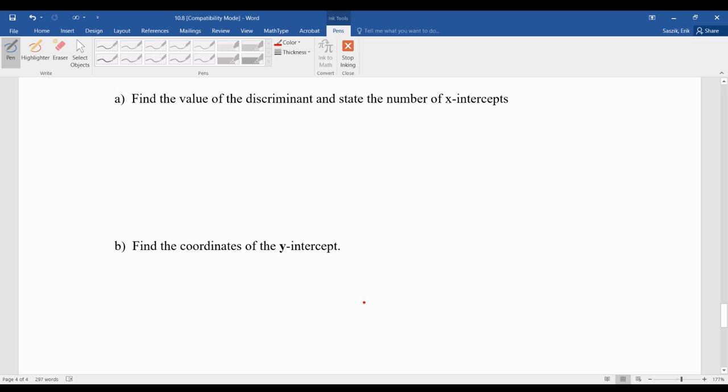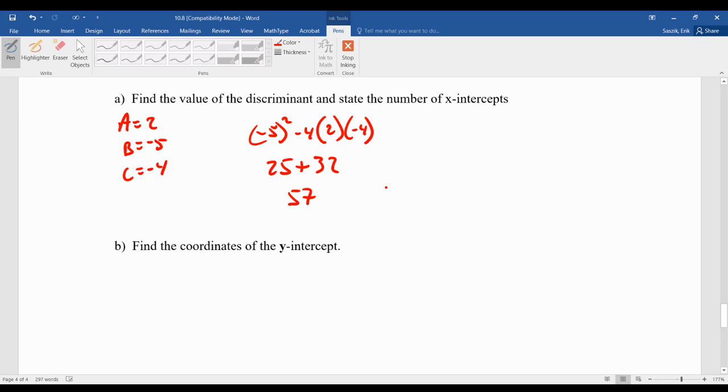Quickly knock out the rest of this. The discriminant, again, this is picture, think of y as being 0. So A is 2, B is -5, C is -4. B squared minus 4AC. So we get 25. Negative times a negative is positive. We get 57. That's the discriminant. Positive discriminant means 2 solutions.